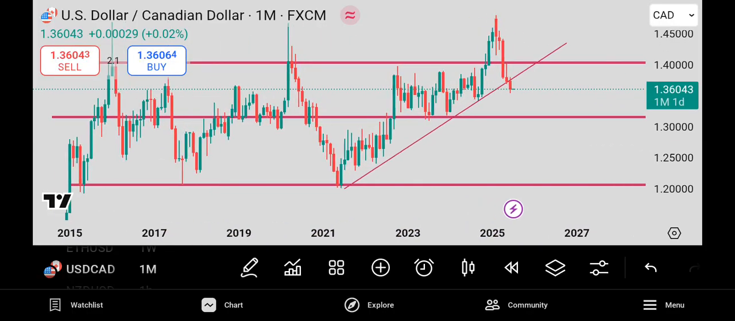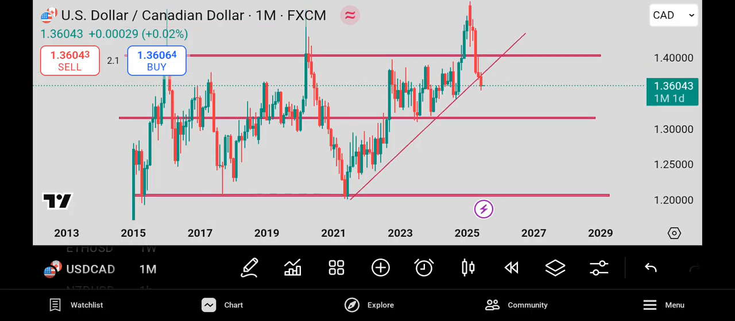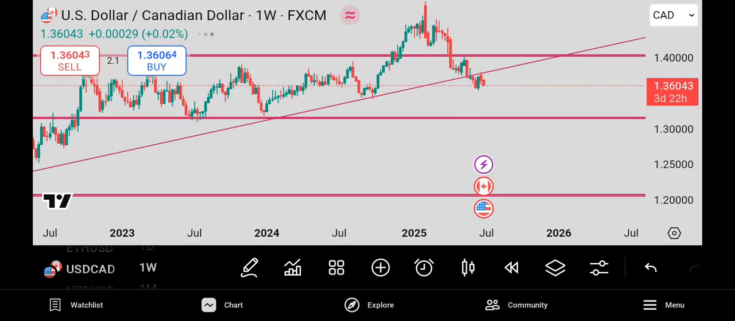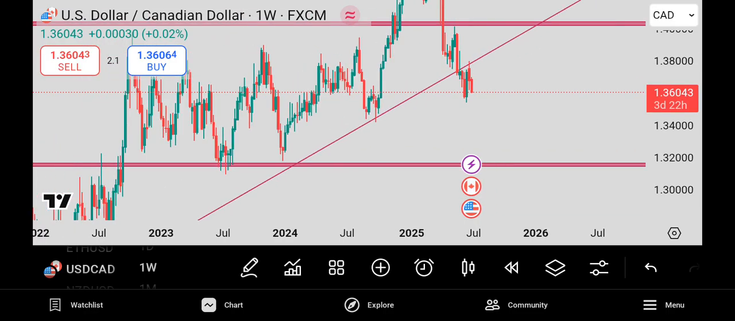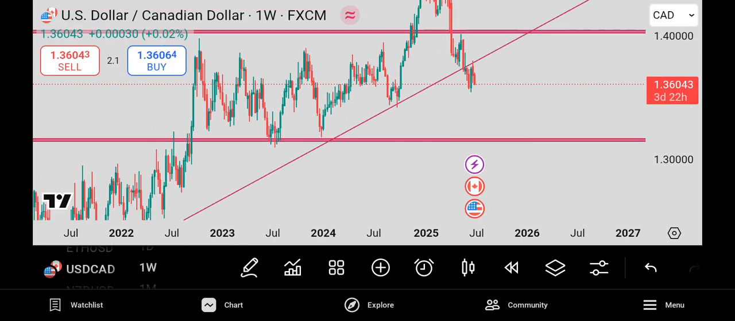So here is a very good one to plot a zone. Now let's scroll down to the weekly time frame. Now what did I see in the weekly time frame that made me to sell this?